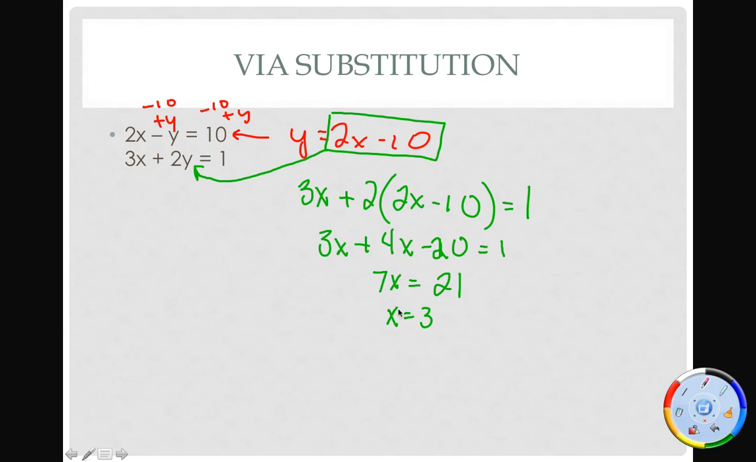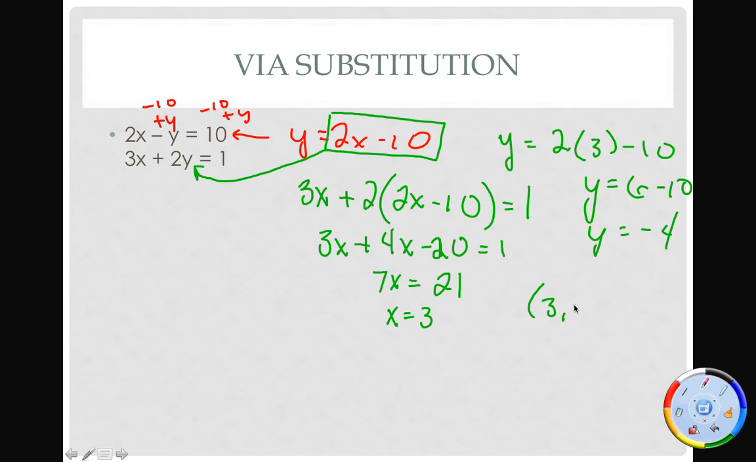So if x is 3, I know I can find y by doing this. I can say y is equal to 2 times the 3, because it was 2 times x here, minus 10. So I get y equals 6 minus 10. Y is negative 4. So the answer to my system of equations is 3, negative 4, and that would be my solution. And if we were to graph these, which we're not really going to do in this particular lesson, but if we graph this, they would intersect at the point 3, negative 4.